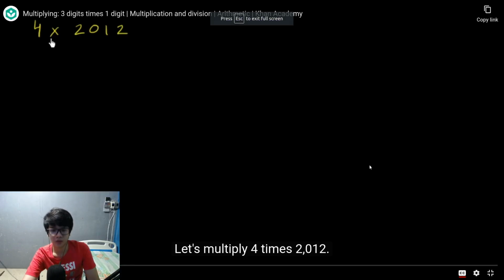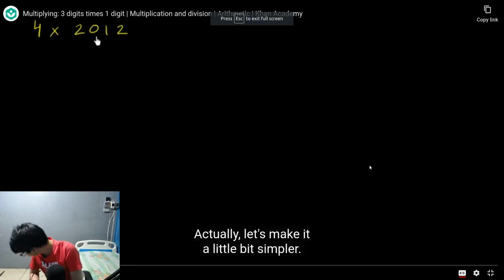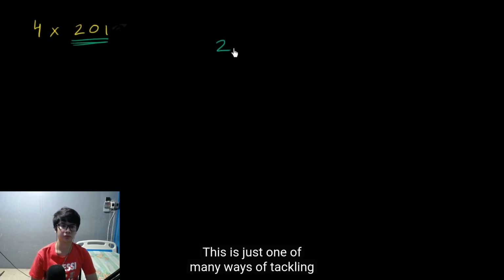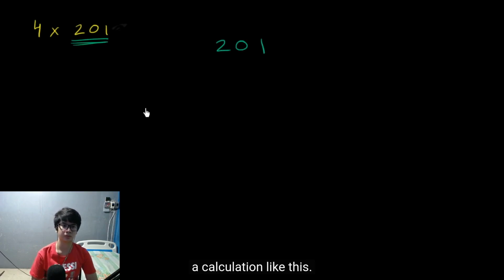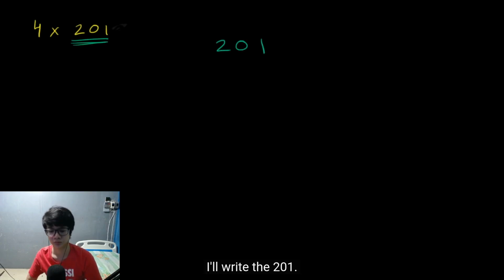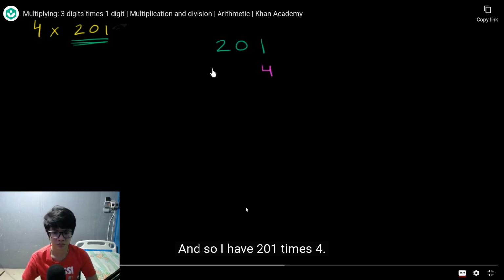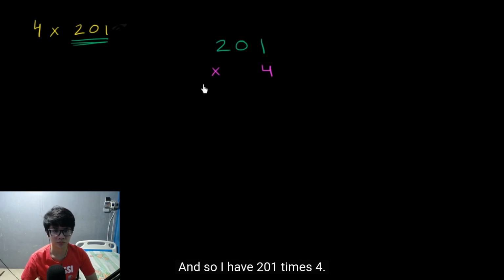Let's multiply 4 times 2012. Actually, let's make it a little bit simpler. Let's multiply 4 times 201, just to simplify things a little bit. So as we've seen in previous videos, I like to write the larger number on top. This is just one of many ways of tackling a calculation like this. I'll write the 201, and then I'll write the 4 right below it, right below the ones place. And so I have 201 times 4.